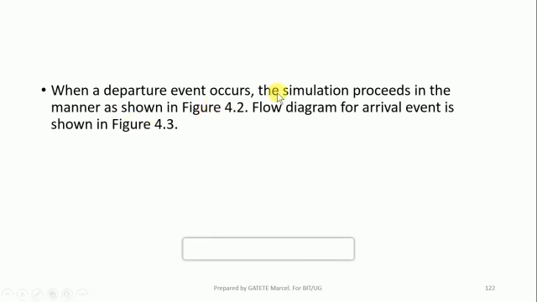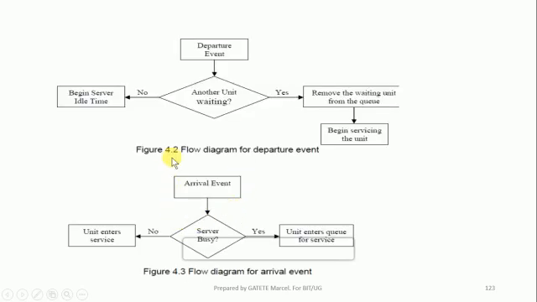When a departure event occurs, meaning a customer is leaving the system, the simulation will proceed in the manner shown in the following figure. We have a flow diagram of the departure event. A customer leaves the system. Here you ask yourself, as the server, is another unit or customer waiting? If he is waiting, you remove him from the queue and you begin servicing him. Customer number 1 is gone.